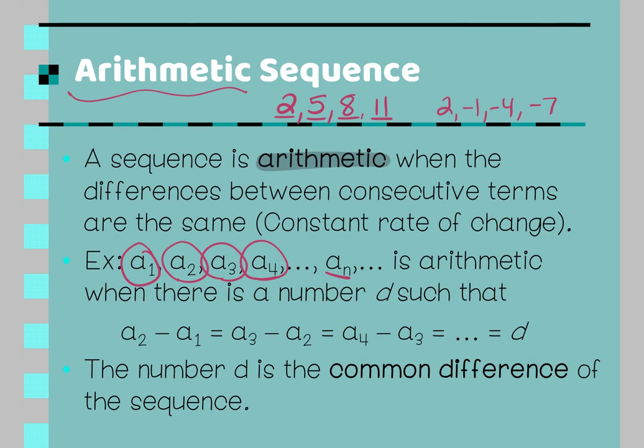The common difference is what we call the difference between each of these. In that first example, the common difference is +3. In this second example, your common difference is -3. That's how we know if we're increasing or decreasing. It will actually have that sign. And the variable for the common difference is D. So it will oftentimes just say, what is D? And D would be either +3 or -3.